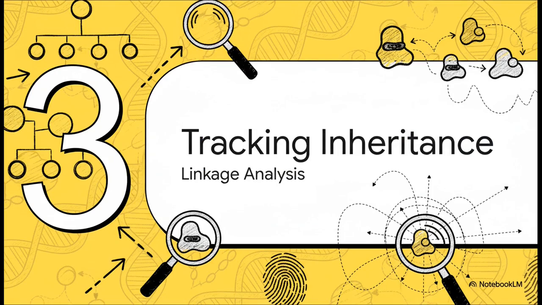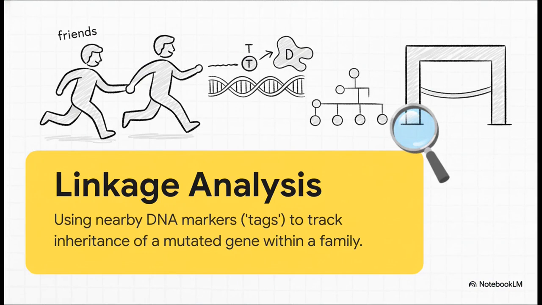Okay, let's switch gears a bit. What if the bad gene, our culprit, is a master of disguise? We don't know what it looks like, we don't know where it's hiding. What do we do then? Well, we have to change our strategy. Instead of looking for the culprit directly, we start tracking its known associates, its friends, as they move through a family. The principle here is called genetic linkage, and it's actually quite simple.